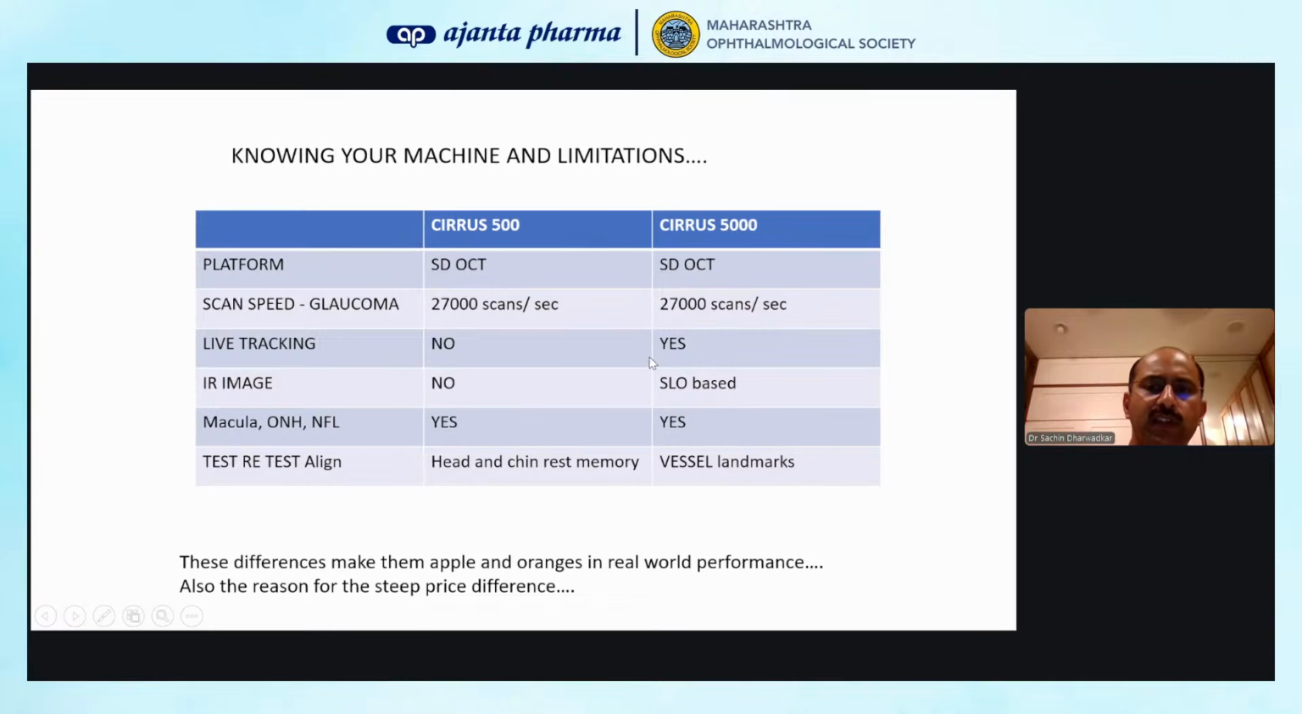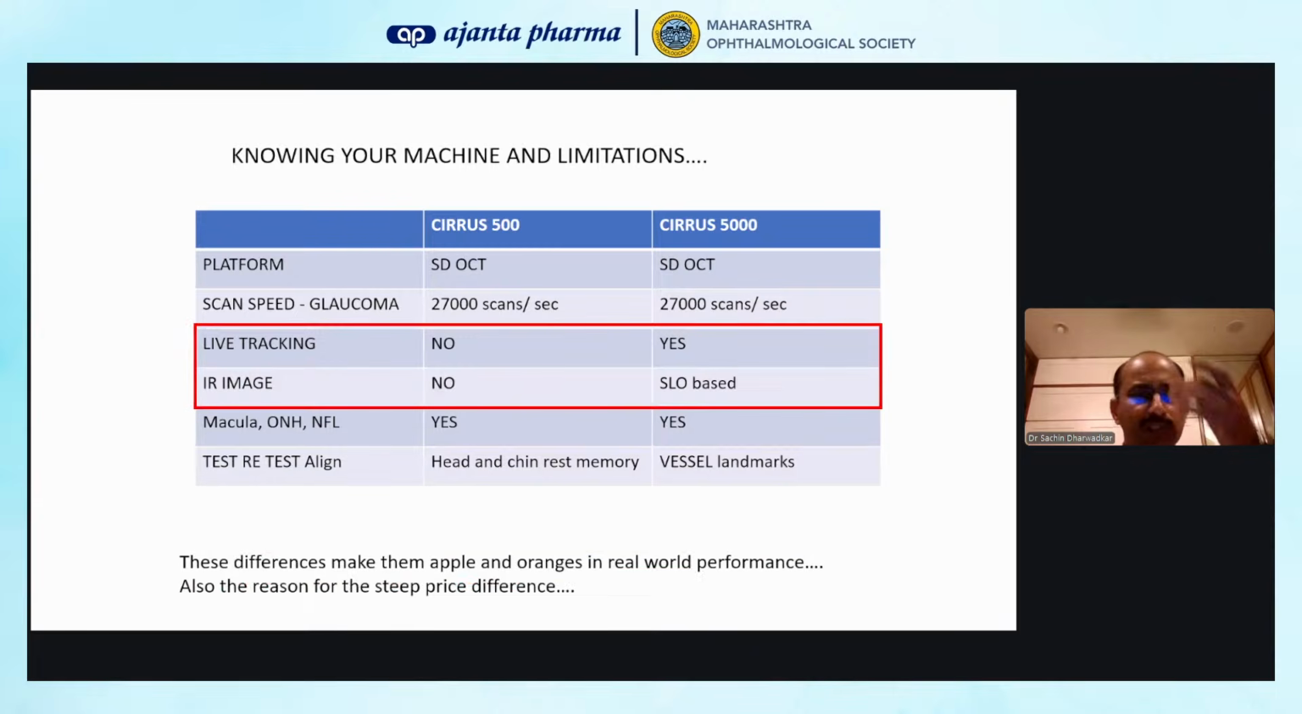Basis the absence of the SLO, and obviously you do not have a test-retest alignment with the vessel landmarks in a Cirrus 500, as far as the Cirrus 5000 is concerned. This makes it like apples and oranges, because of which your progression analysis will be completely different in a 500 vis-a-vis a 5000 in terms of accuracy. So that is the long and short of why and how you should choose higher end machines, and what is the rationale behind using tracking mechanisms for longitudinal progression of glaucoma. So these are the two most important things in this slide.